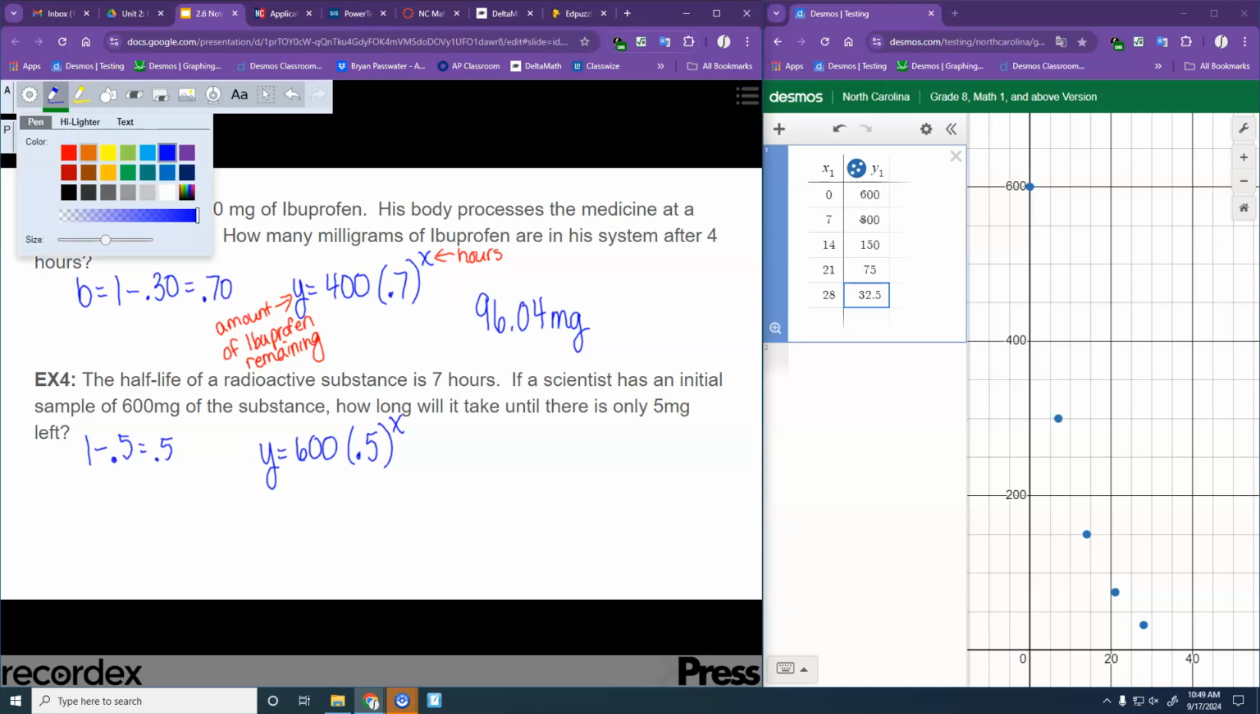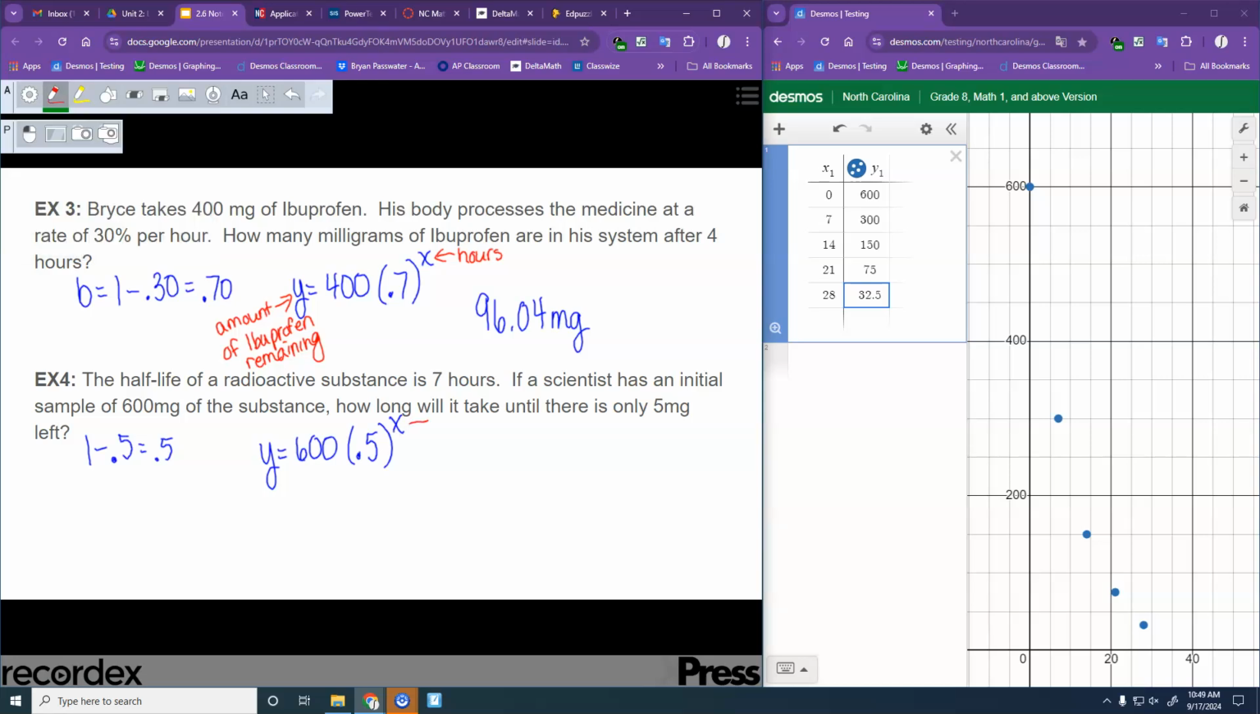Now, there is a tricky part to this. This does not stand for the number of hours in this case. It's the number of half-lives. And then this is your amount remaining.